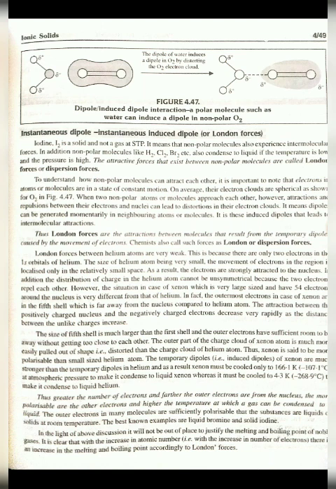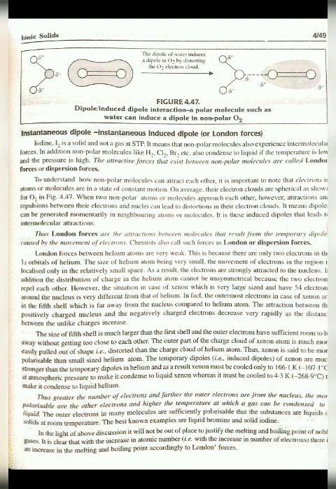London forces between helium atoms are very weak. This is because there are only two electrons in one s orbital of helium. The size of the helium atom being very small, the movement of electrons is localized only in a relatively small space. As a result, the electrons are strongly attracted to the nucleus. In addition, the distribution of charge in the helium atom cannot be unsymmetrical because the two electrons repel each other.